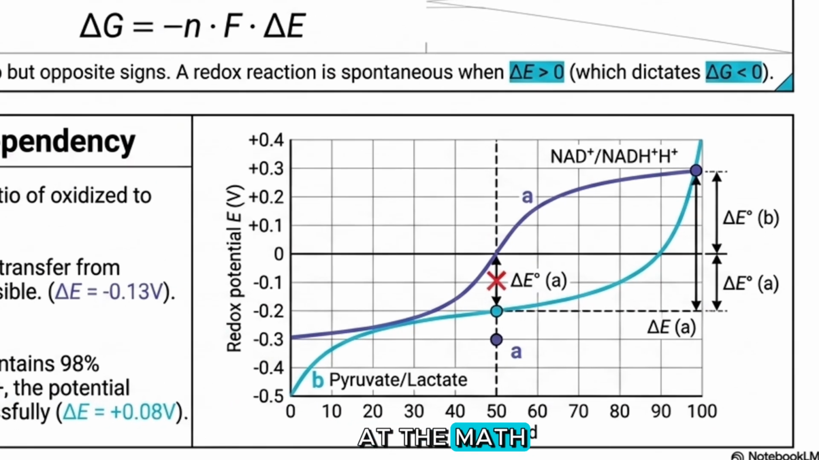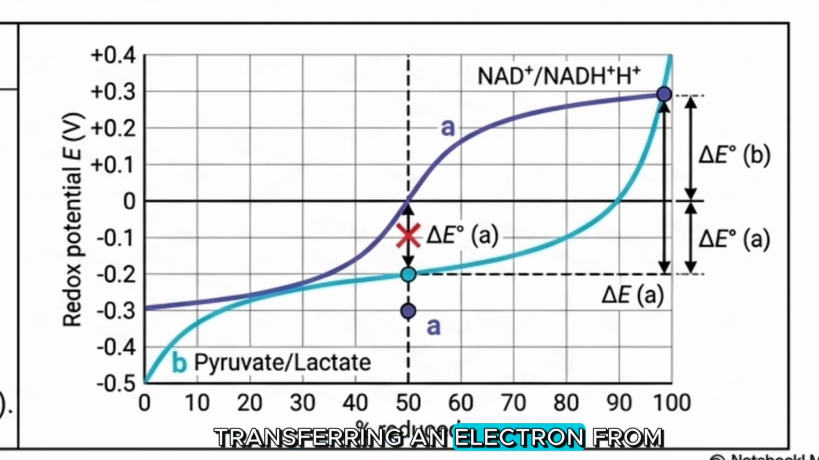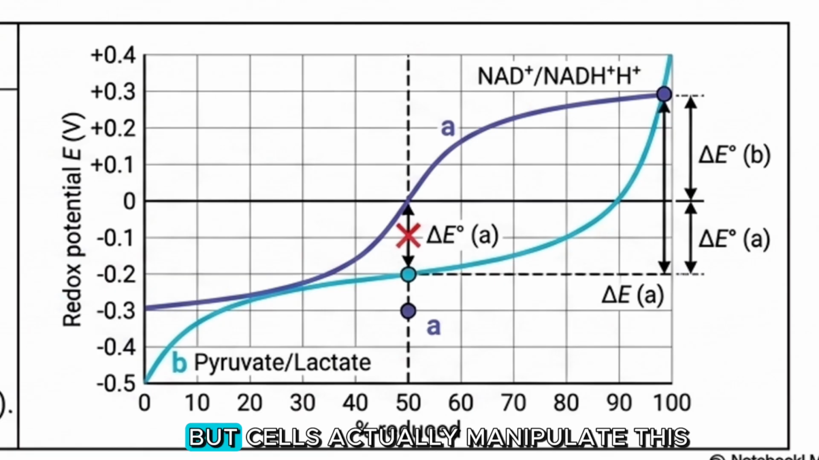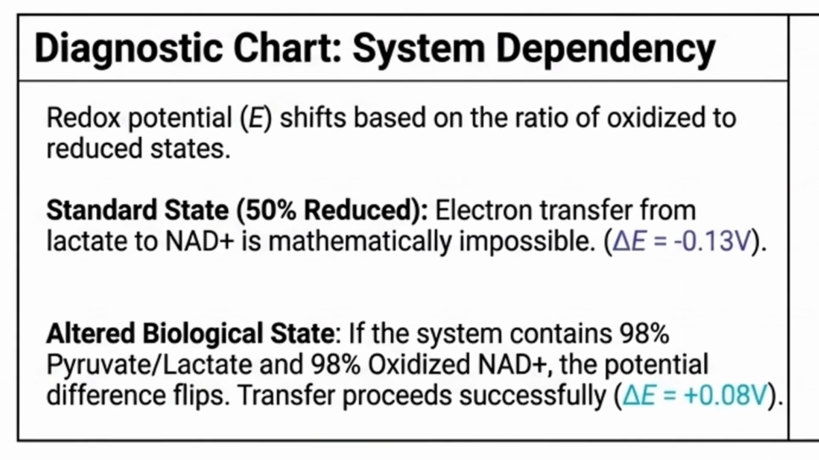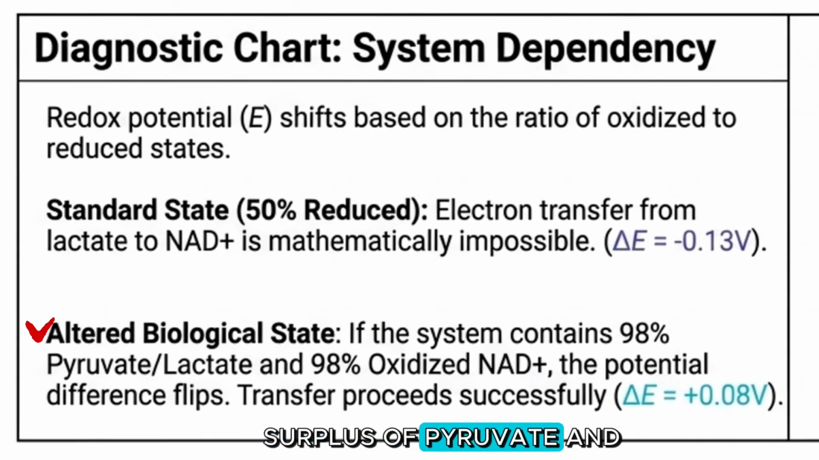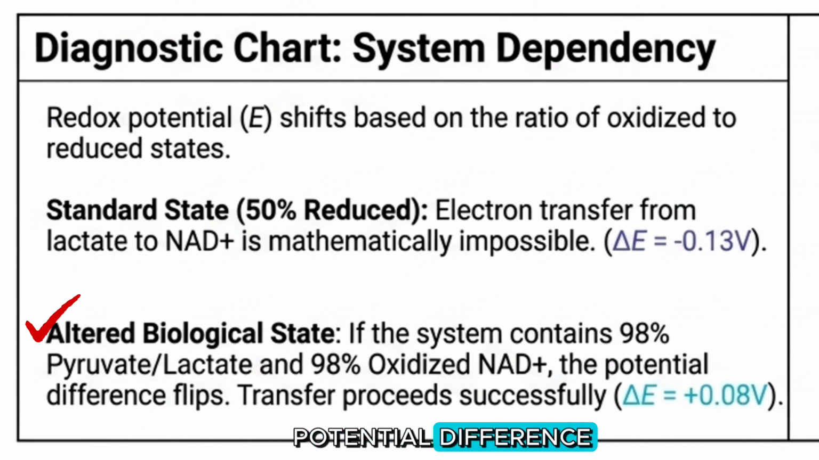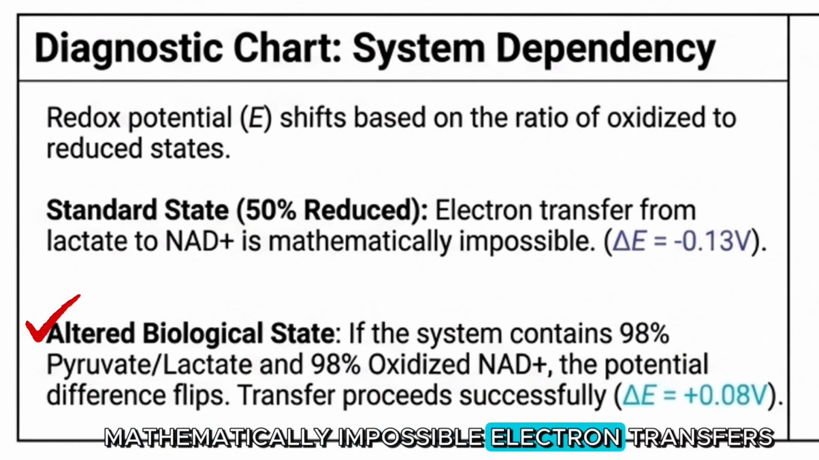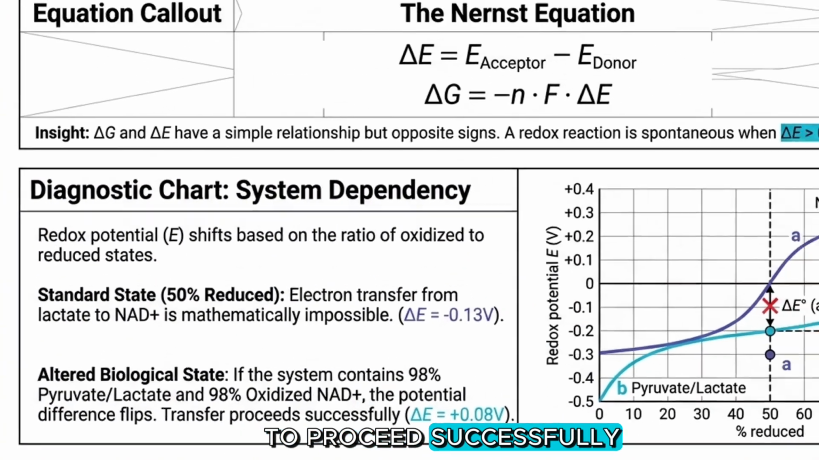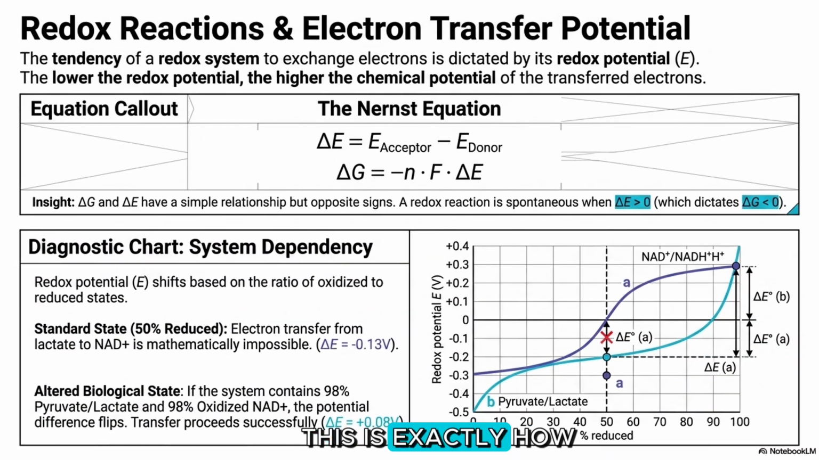Now, if you look at the math under standard conditions, transferring an electron from lactate to NAD+ is technically impossible. But cells actually manipulate this. By creating a massive surplus of pyruvate and oxidized NAD+, they completely flip the potential difference, forcing mathematically impossible electron transfers to proceed successfully. It's brilliant. This is exactly how your cells generate life-sustaining voltage.